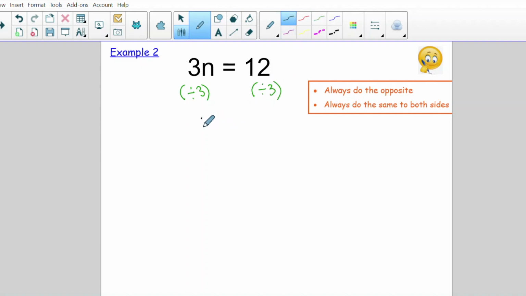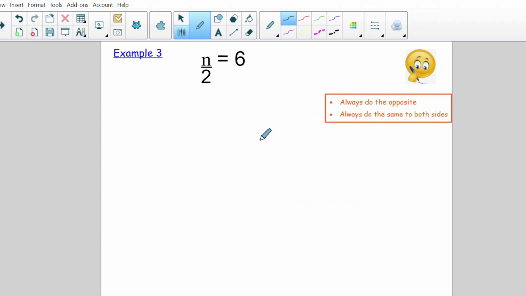So the left-hand side I'm just left with n, and on the right-hand side 12 divided by 3 is just 4. So my answer is n equals 4, and we can easily check that answer in this case because we know that 3 multiplied by 4 does indeed give us 12.